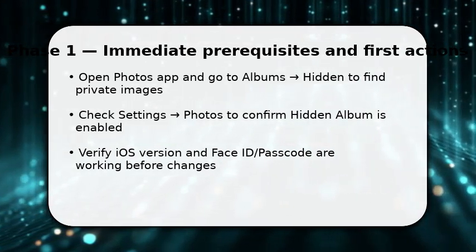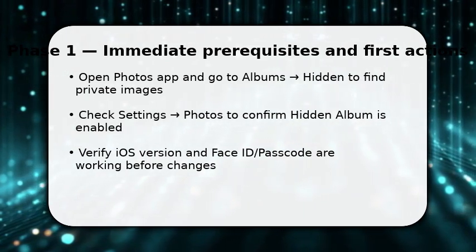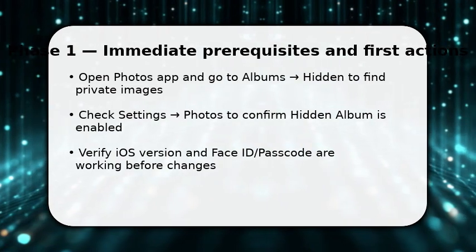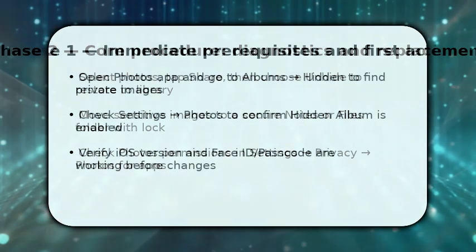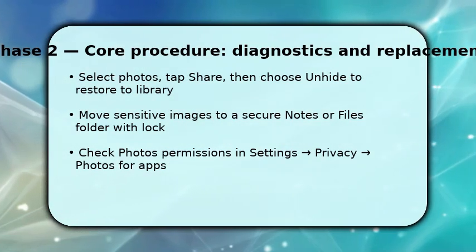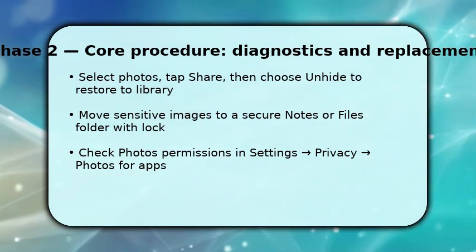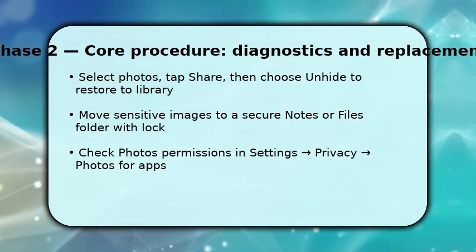Why? Because the system ties privacy to your device security, so confirming these prerequisites prevents locks and accidental rehiding while you work. Next, unhide the images. Select the photos, tap Share, then choose Unhide so they return to your main library. This gives you full control.